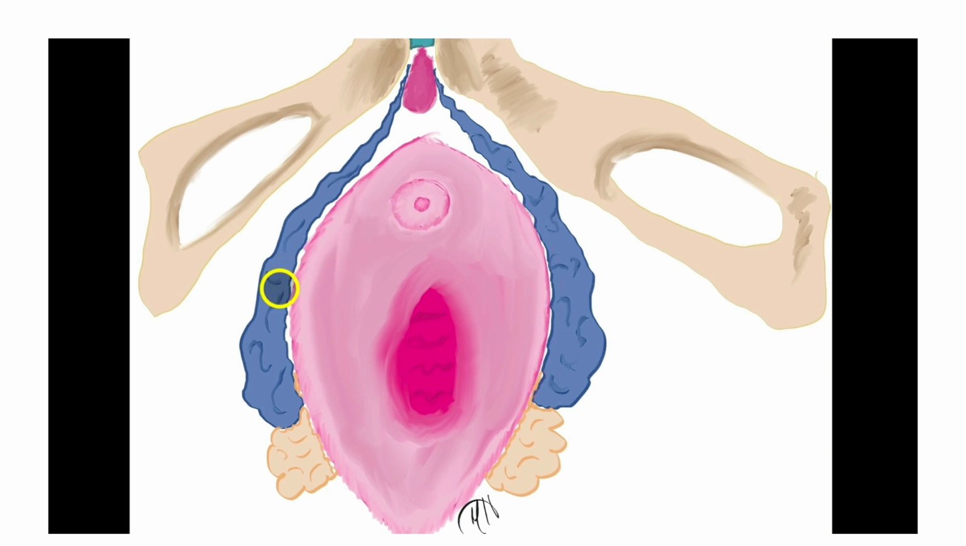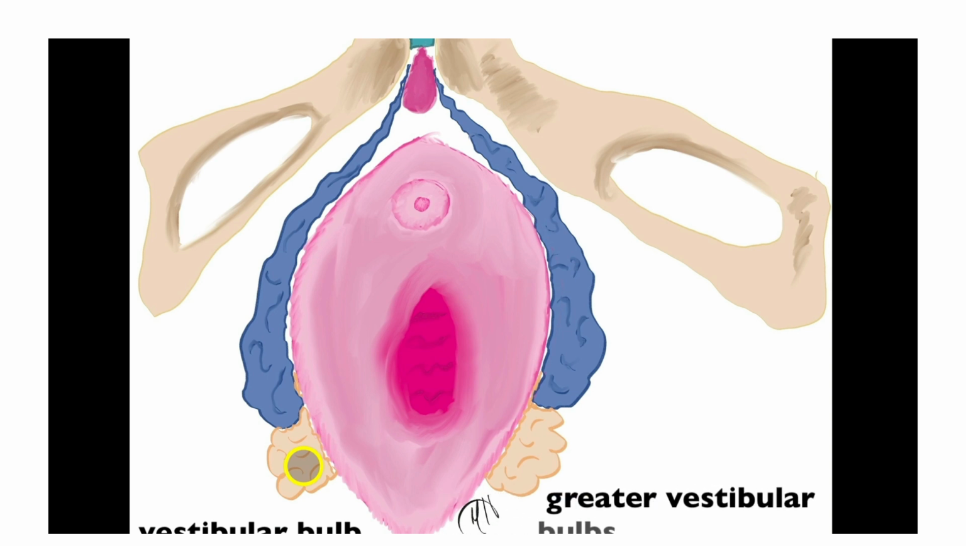This right here is known as the vestibular bulb, and this engorges with blood during sexual stimulation along with the clitoris. So the engorgement of blood of the vestibular bulbs helps the vagina to constrict or tighten around the penis during sexual intercourse. Right down here are the greater vestibular glands, which help keep the vagina moist and help lubricate the vagina during sexual intercourse.